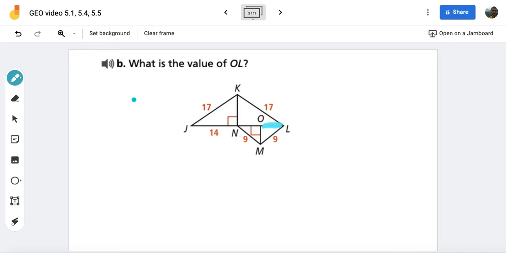Holy smokes, how am I supposed to know what that one is? All right, let me change colors and see what we can figure out here. We know we have a 9 and a 9 and a perpendicular, so we know the blue is the same length as the red. Oh, interesting.